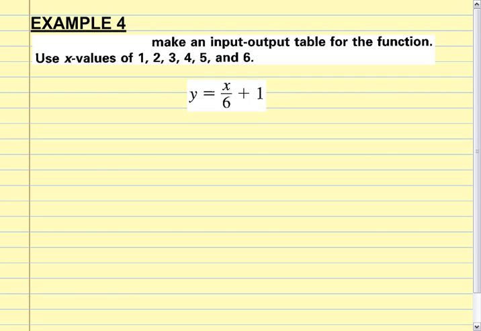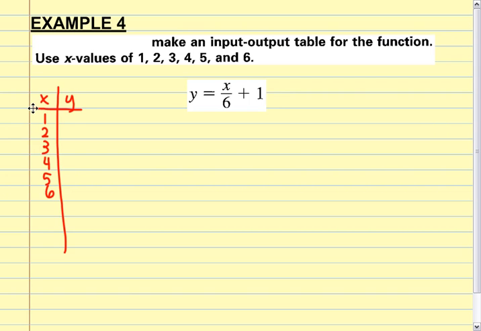Okay, folks, example number 4 says make an input-output table. We call that a table of values. For the function, use x values of 1, 2, 3, 4, 5, and 6. Well, that means that I need to have a table of values, 1, 2, 3, 4, 5, and 6. And I need to use this function to find out what y is for each one of these, okay?